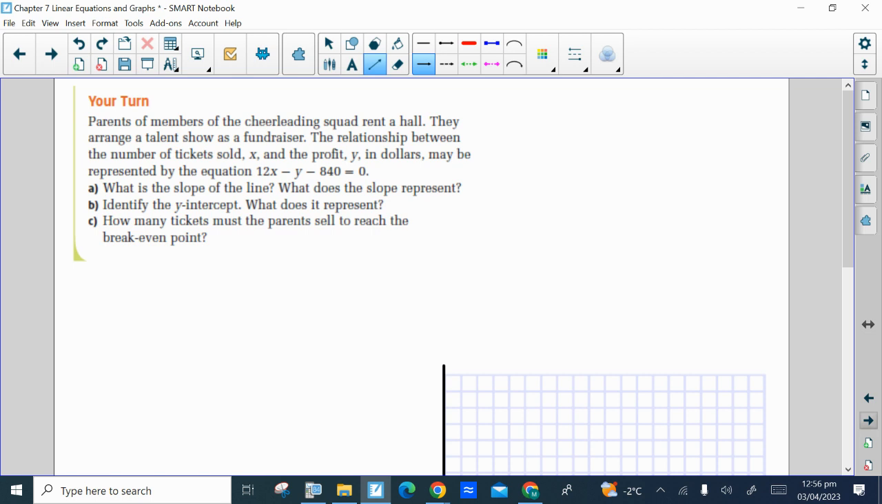Parents of members of the cheerleading squad rent a hall. They arrange a talent show as a fundraiser.